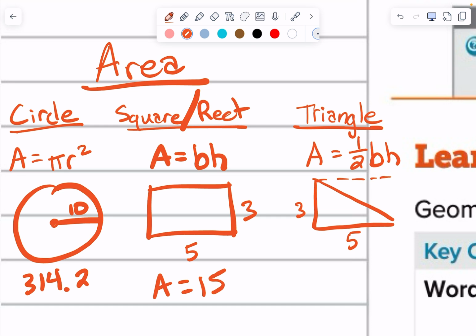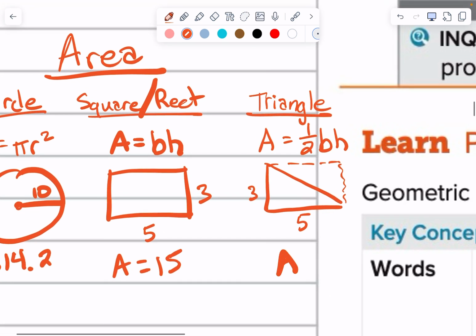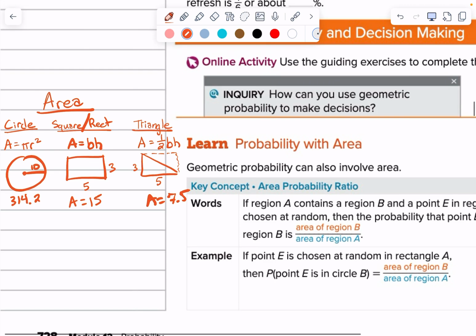This is half of a rectangle. Got it? So 7.5 for this one, right? 7.5. Okay. Those you should know. You should have those memorized. If you don't, memorize them, okay? That's what we're going to be doing with probability with area here in just a second.